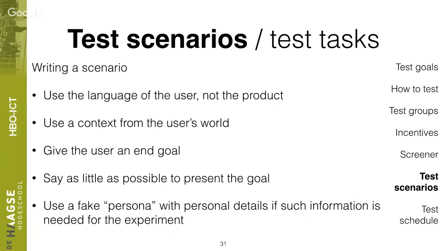So for writing the scenario, you have to use the language of the user, not the product. So the language of the product would be the jargon that the company uses, but the user doesn't know anything about this. An example again of this is the study we are doing with seniors. We are trying to ask them whether they are okay with sharing their private information.